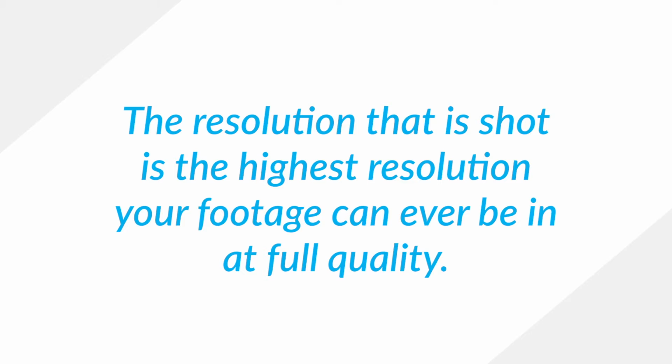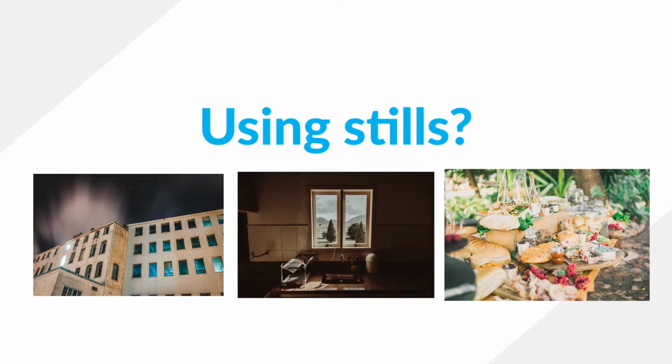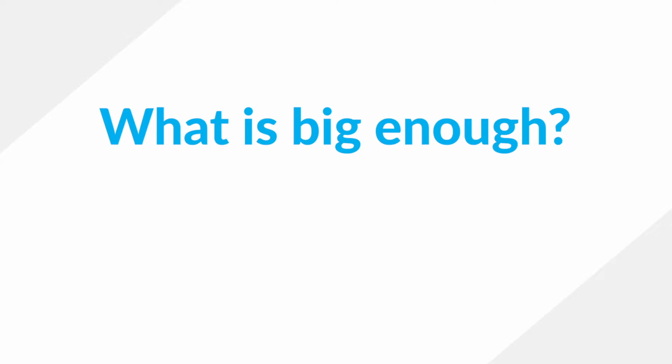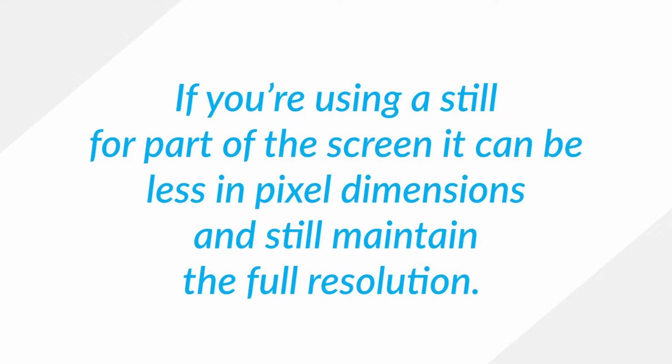Remember, the resolution that is shot is the highest resolution your footage can ever be in at full quality. If you're using stills in your video, make sure they're big enough, but what is big enough? If your plan is to export an HD video, the pixel dimensions are 1920 by 1080. So if you show a full screen image, it needs to be those dimensions or more. If you're only taking up part of the screen with your image, it can be a lower resolution.